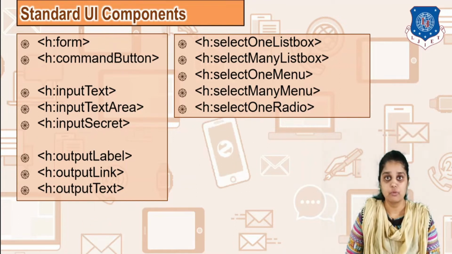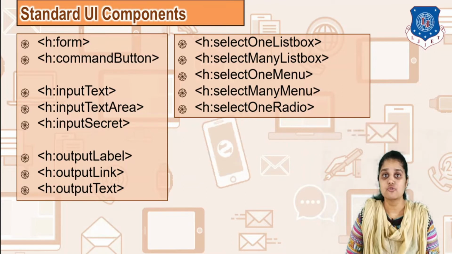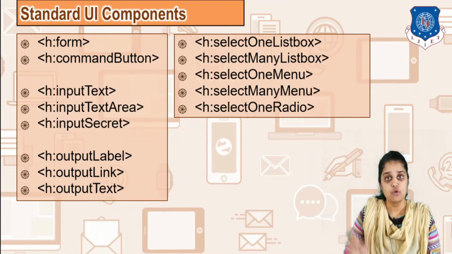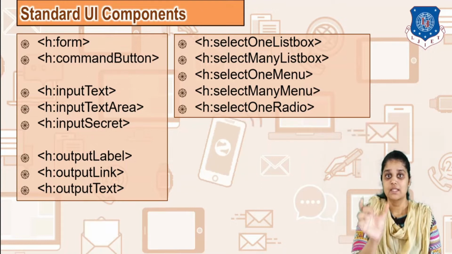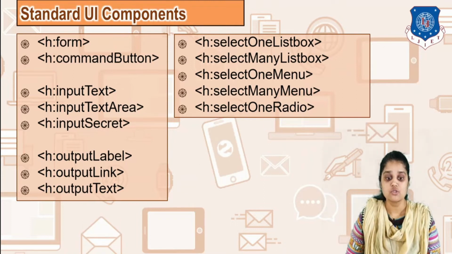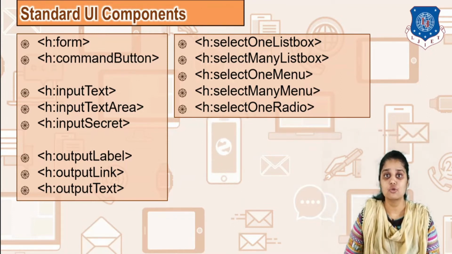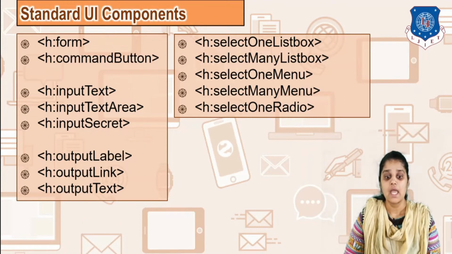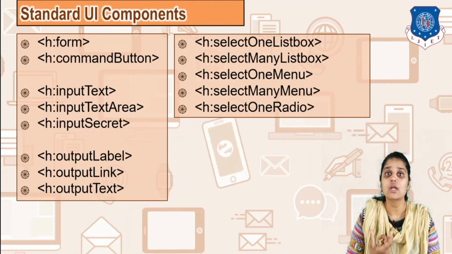Next is the output one, that is output label. Output label is something that is used just for display. If you are writing your HTML input text, then before your input text you generally give a label regarding what that input text takes inside. So you can provide an output label in that case. Next is output link, which is going to redirect you to a specific link, and output text is again the same as your label or your text.